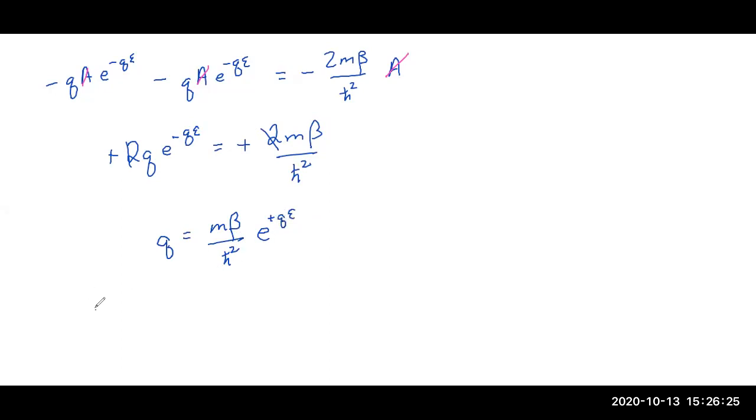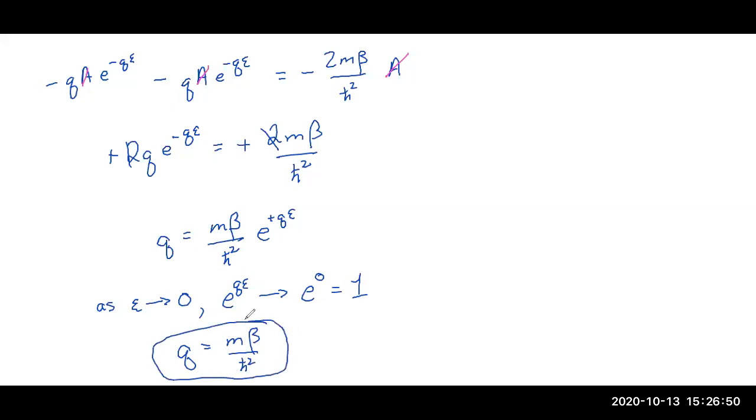Now, remember, I care about this. What happens as epsilon goes to 0? This is the limit that I care about. As epsilon goes to 0, e to the q epsilon goes to e to the 0, which is just equal to 1. So in this limit, q is equal to m beta over h bar squared. I say, oh, this is fantastic. So here, q equals m beta over h bar squared.